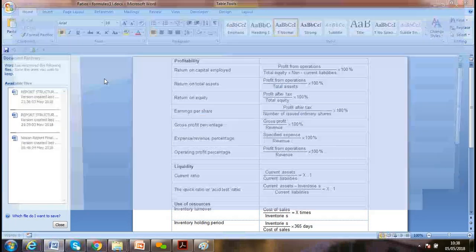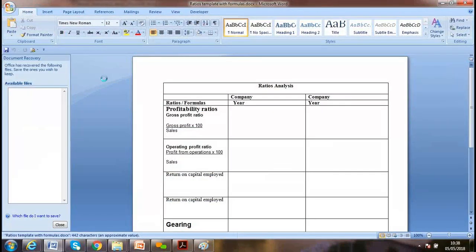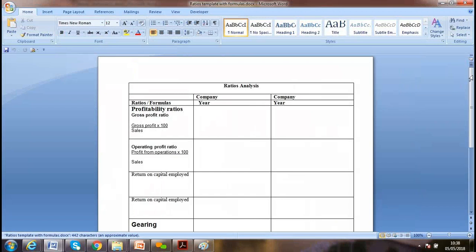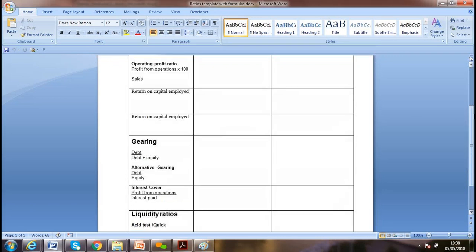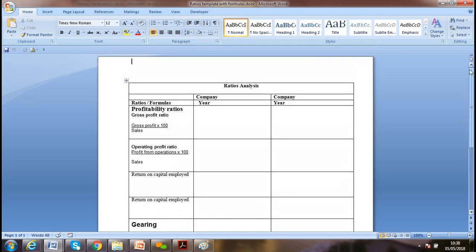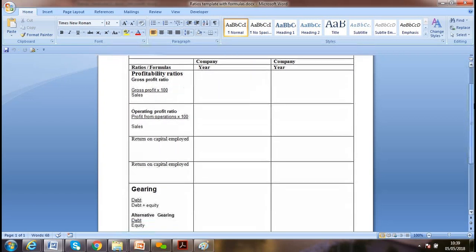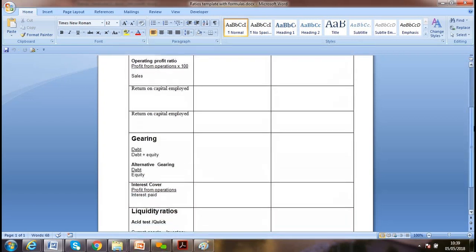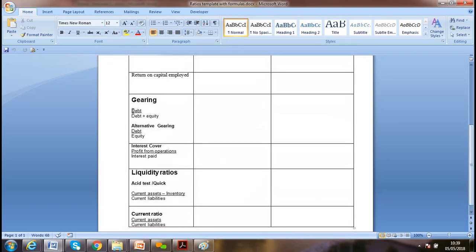It's not purely finance, it's more about how we can use some figures in a business. One is called profitability ratios: gross profit divided by sales. We can calculate profit from operations divided by sales, or revenue, and return on capital employed. Then gearing, debt divided by equity ratios, we can calculate.